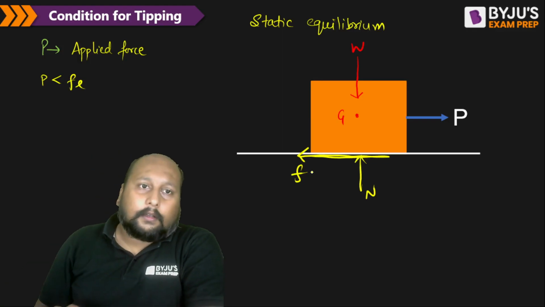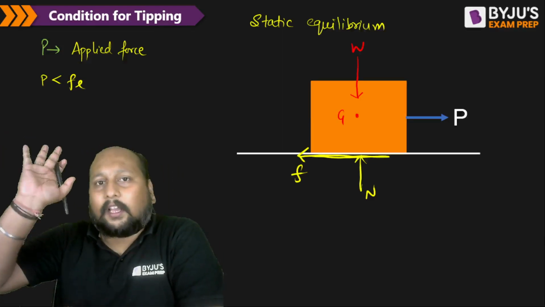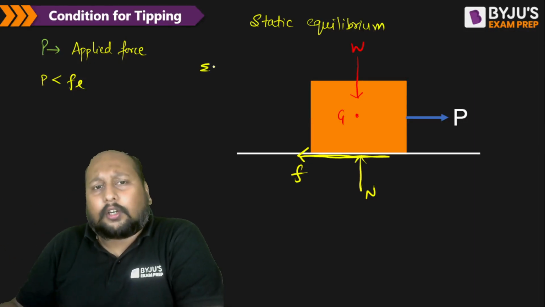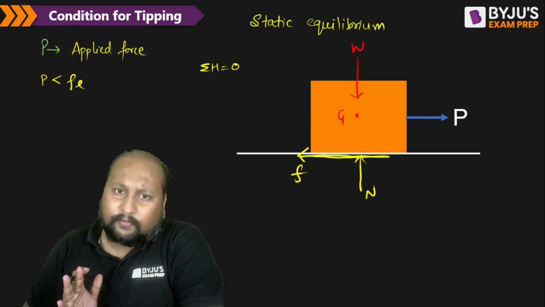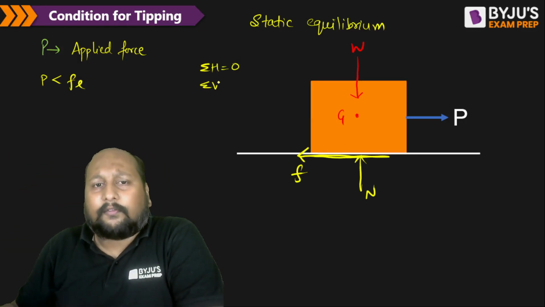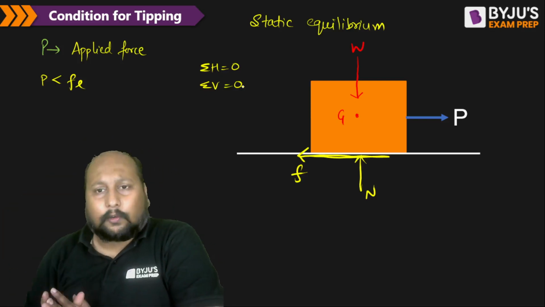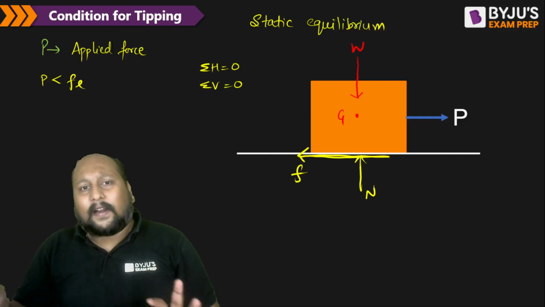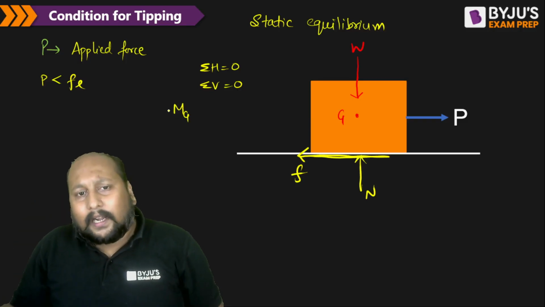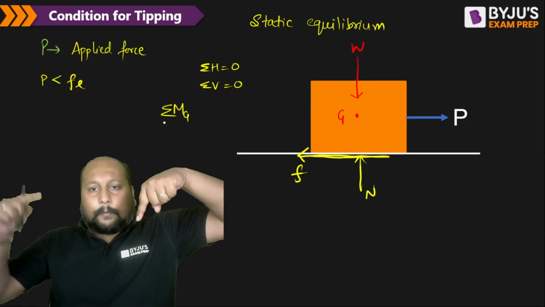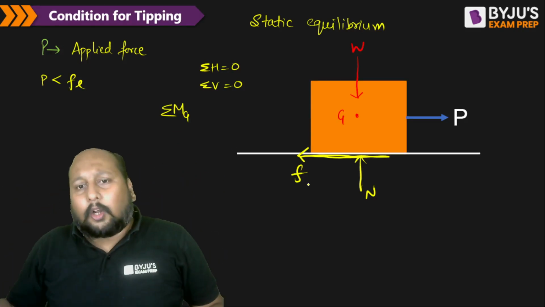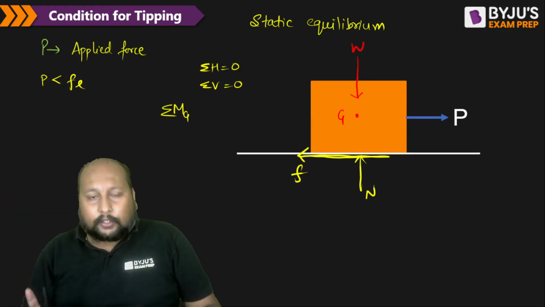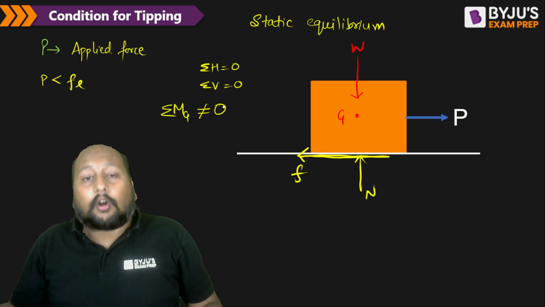Okay, right? The body is in static equilibrium because you are applying a force less than the limiting friction. Now you will be saying, sir, total horizontal force is equal to 0, P equals F. No problem with that. Total vertical force equal to 0, normal reaction and weight balance, that is N is equal to W. Sir, do we have moment equal to 0? If I calculate the total moment about point G, W, P and N create a 0 moment. But what about this F? This F is creating a moment in the clockwise direction. That means this moment about point G is not 0.